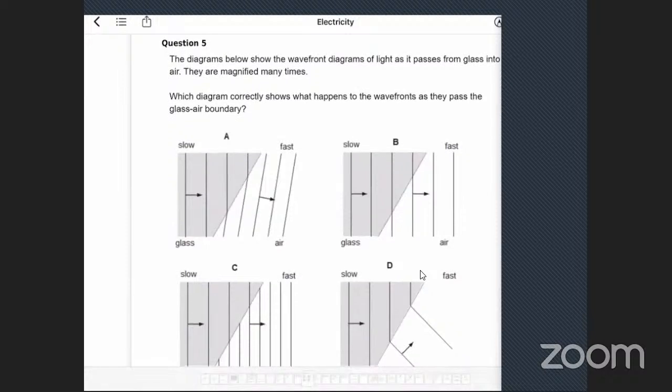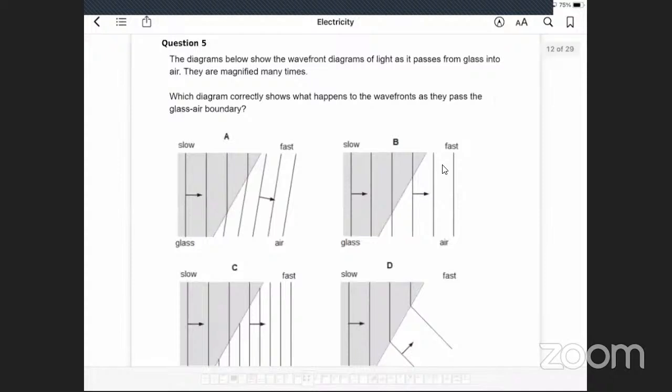Right, so question number 5 says, the diagrams below show the wavefront diagrams of light as it passes from glass into air. They are magnified many times. Which diagram correctly shows what happens to the wavefronts as they pass through the glass boundary? Is it A, is it B, is it C, or is it D?